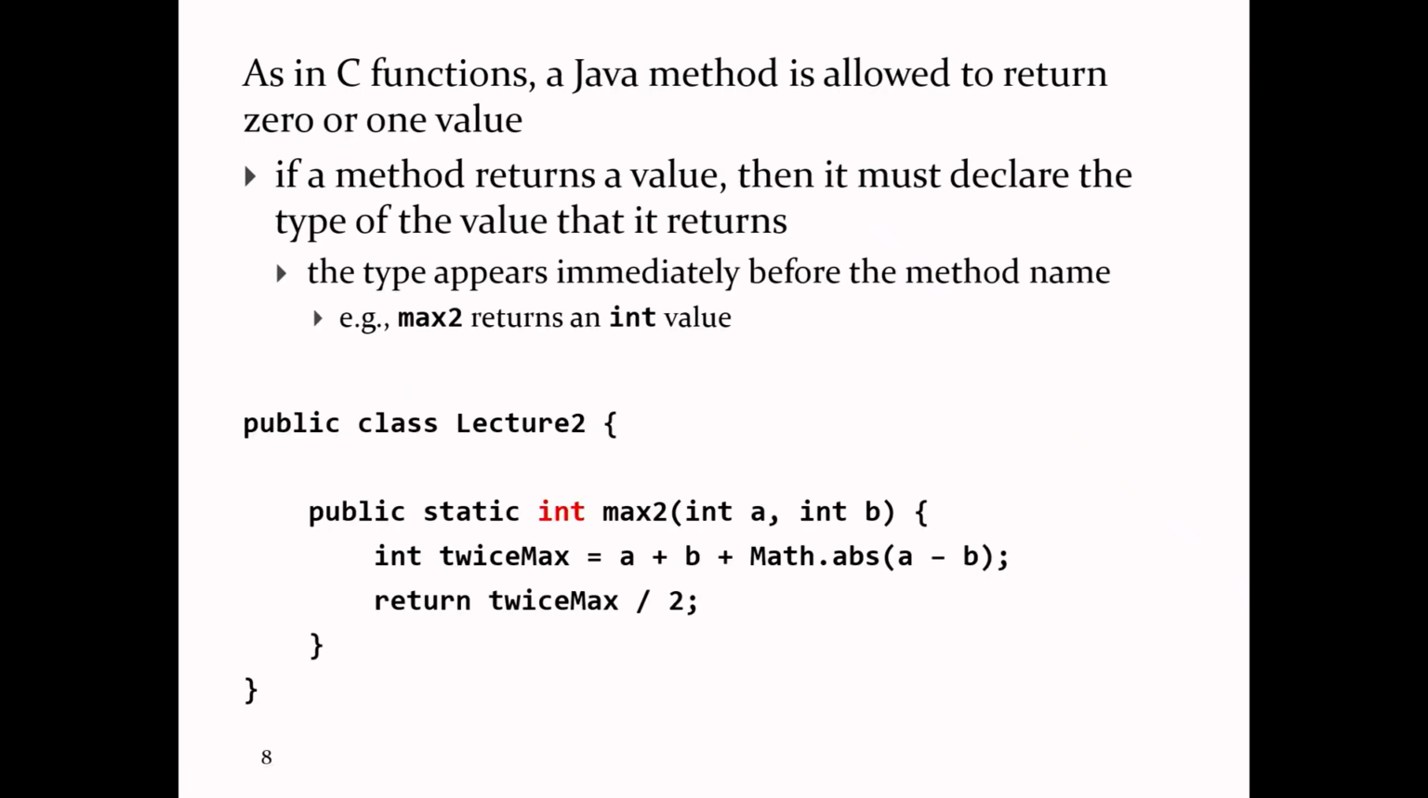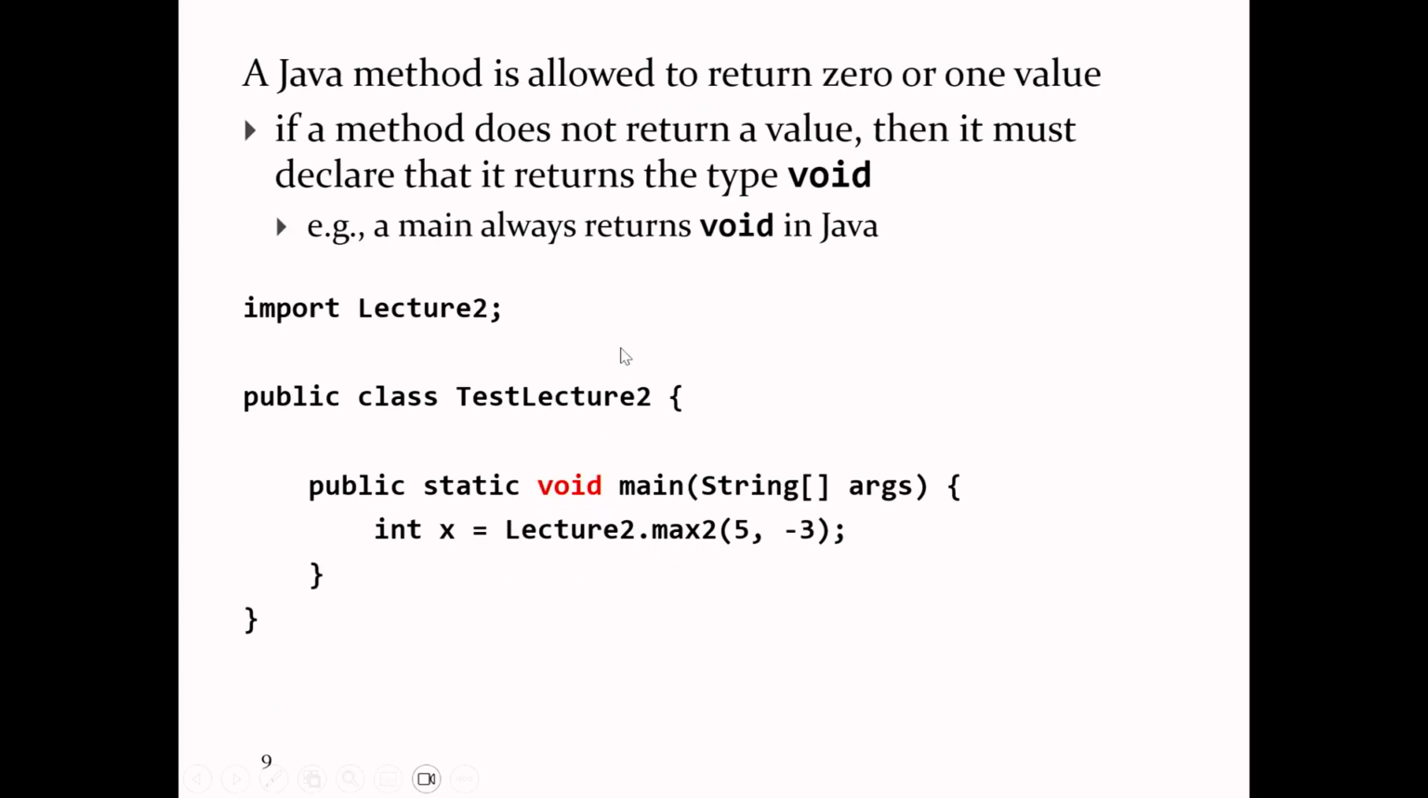The return value for a Java method is exactly the same as the return value for a C function. In both languages, you can only return one value. So max2 returns a value of type int. If you want a method that returns no value, then you use void, just like in C. Here's the main method. The main method in Java never returns a value, unlike C, which always returns an int. So the return type for main in Java is always void. If your method does not return a value, the void word has to be here.